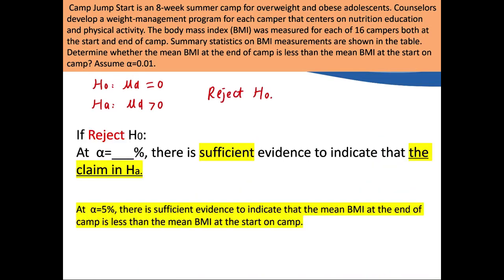And lastly, we can interpret the result. Our decision is reject H0, so there is sufficient evidence to indicate the claim in HA, which is that the mean BMI at the end of camp is less than the mean BMI at the start of camp. So that's all for this video.